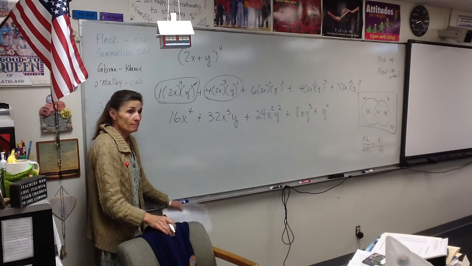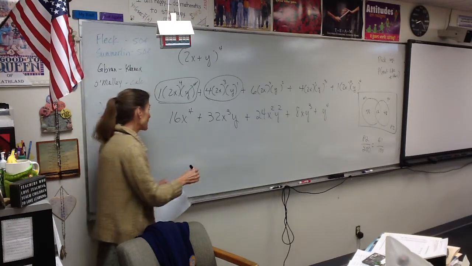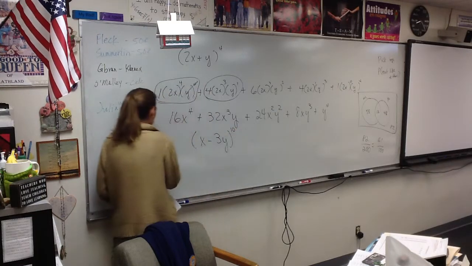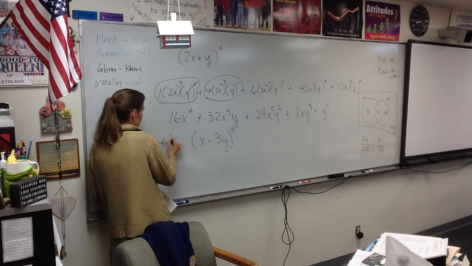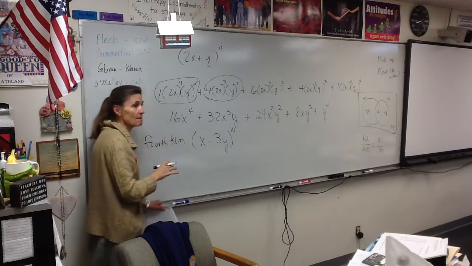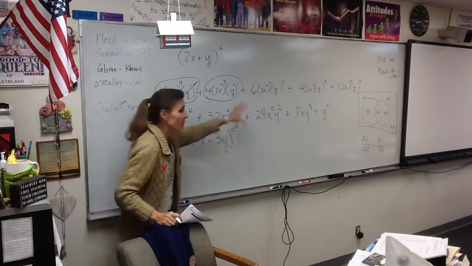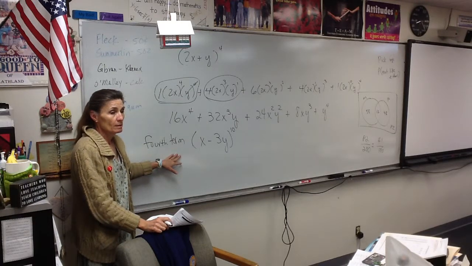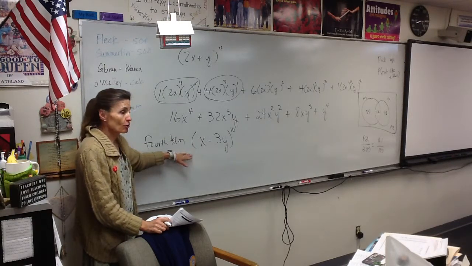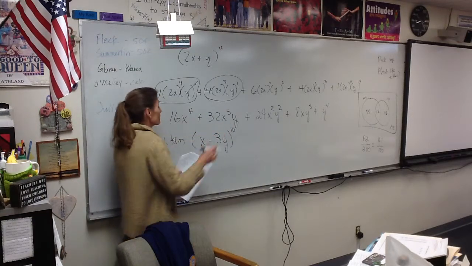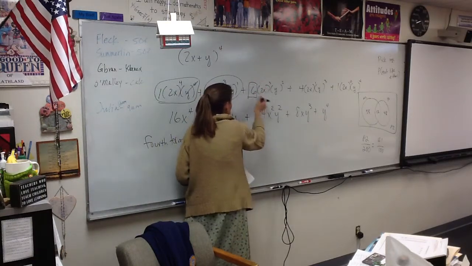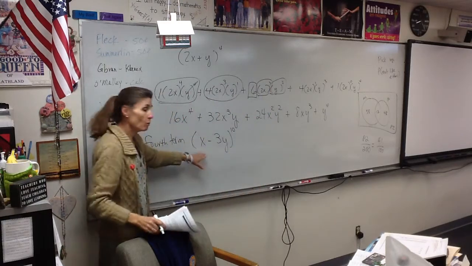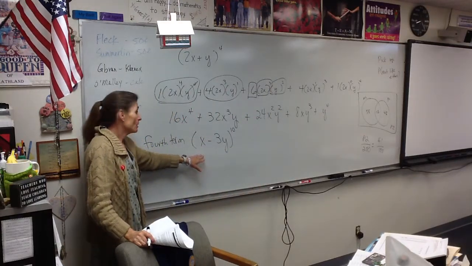Everybody okay with that? Along those same lines, find the 4th term. So this is basically the same problem, except instead of finding all the terms, you're only finding the 4th one. So this term, like all the terms, will have a coefficient and then the 2 parts of the problem. So what will be the coefficient here?